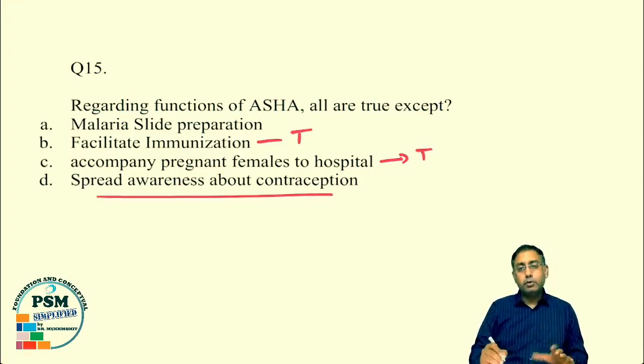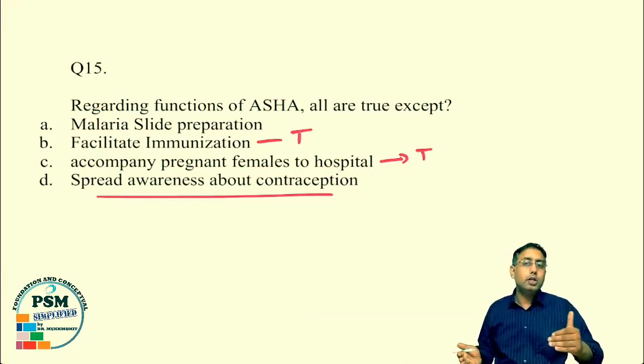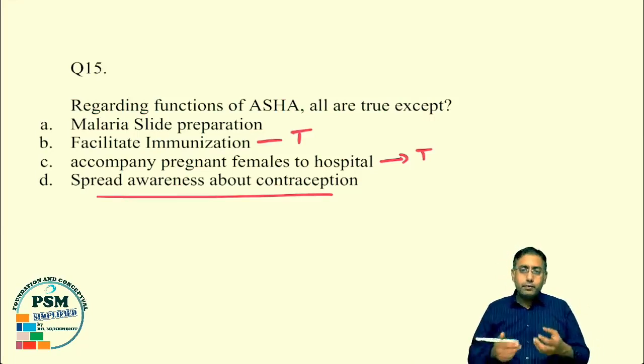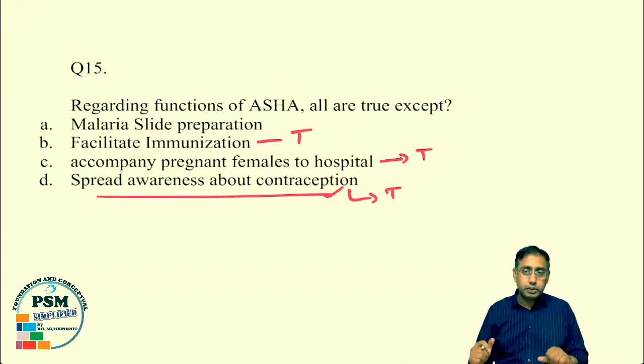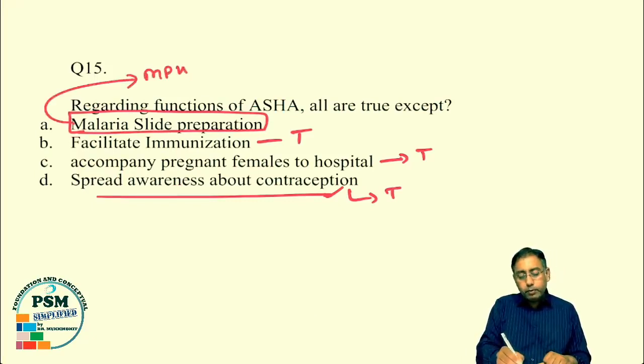Spreads awareness about contraception, the new initiative launched in 2017 under the ASHA, ASHA contraceptives, where the ASHA workers will go door to door and have home delivery of the contraceptives. So spreading awareness of contraception is, of course, one of the main functions of an ASHA worker. Malaria slide preparation is not done by ASHA. It is the work of the MPW male.